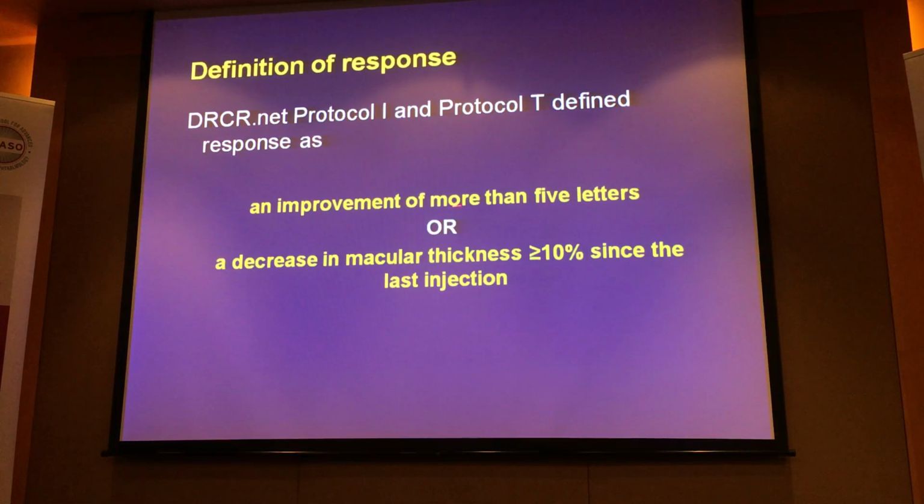So if you can improve at least 5 letters on 1 line, and you have a decrease, this is morphological, of at least 10% since the last injection, they define this as a response. So if you were to look at this, 2 criteria, this is or, by the way, not and. The majority of patients who are started on ranibizumab or aflibercept will satisfy this criteria. Therefore, the drug is actually very successful. Statistically, what is it? 94, 95% maybe, who would satisfy a response criteria.